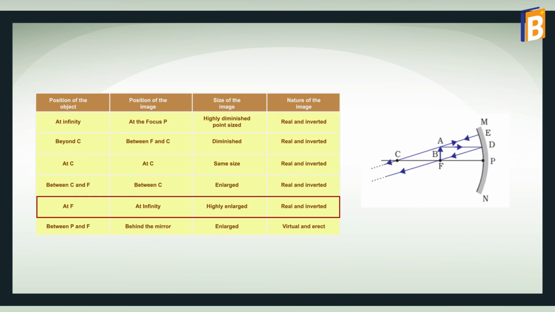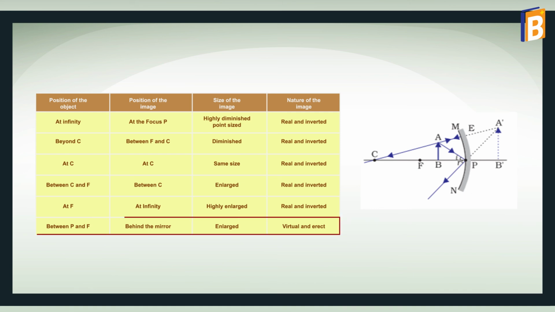Now if the object is at the focus point, then the image will be created at infinity and the size of the image will be highly enlarged, and it is real and inverted. Now if the object is between pole and focus, then the image will be created behind the mirror and it is enlarged, but the nature of the image will be virtual and erect.